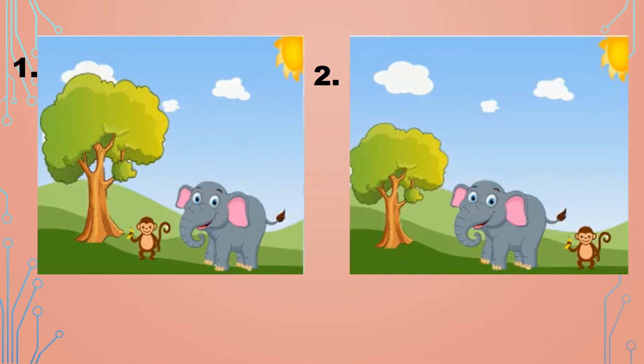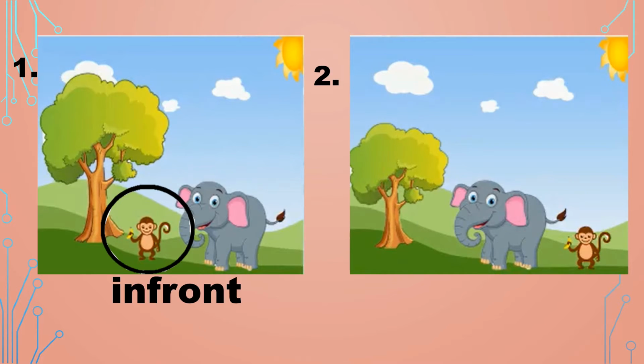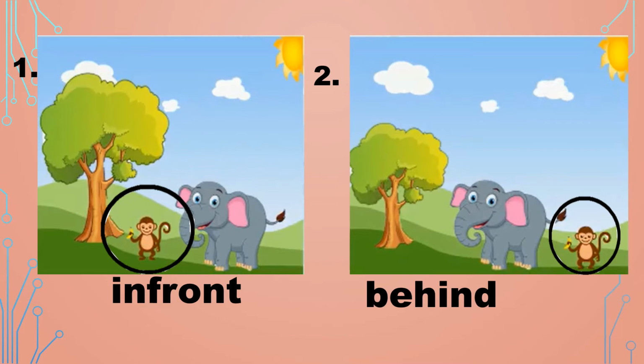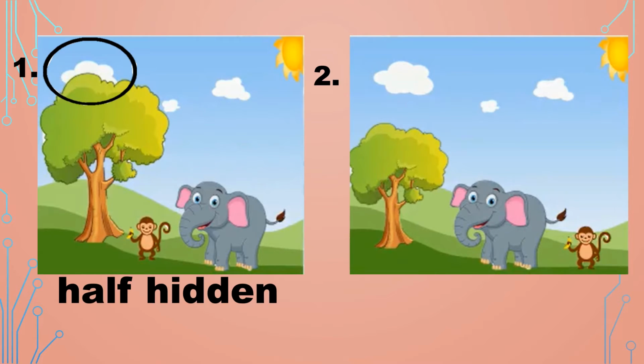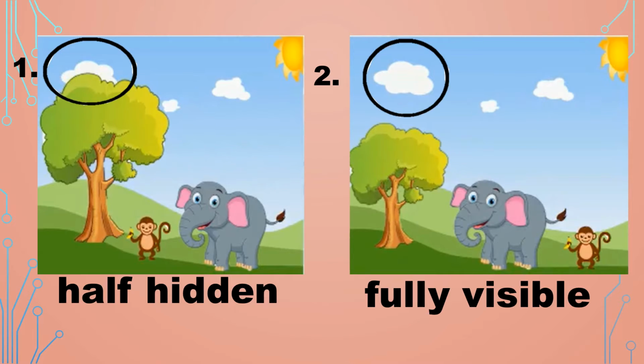Now students, observe the animals in both the pictures. In the first picture, the monkey is in front of the elephant, whereas in the second picture, the monkey is behind the elephant. Can you observe any more differences in both the pictures? Yes, there is one more difference. In the first picture, the first cloud is half hidden behind the tree, whereas in the second picture, the first cloud is fully visible. Let's see some more examples.